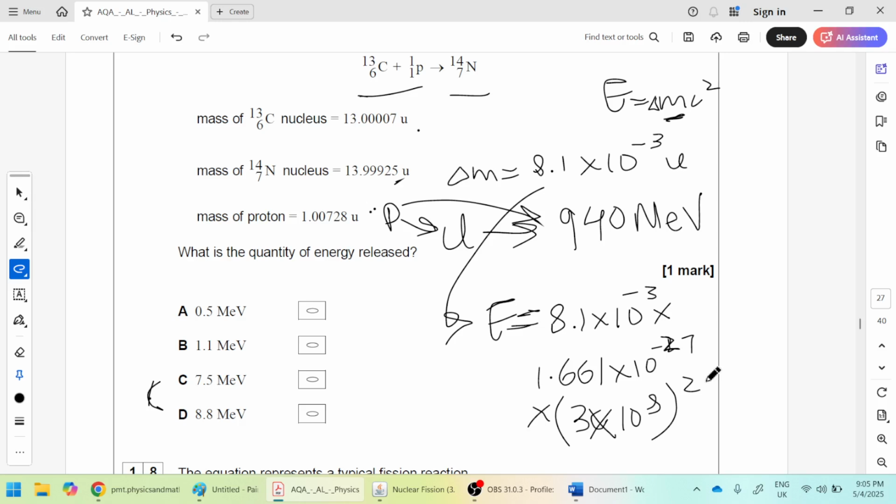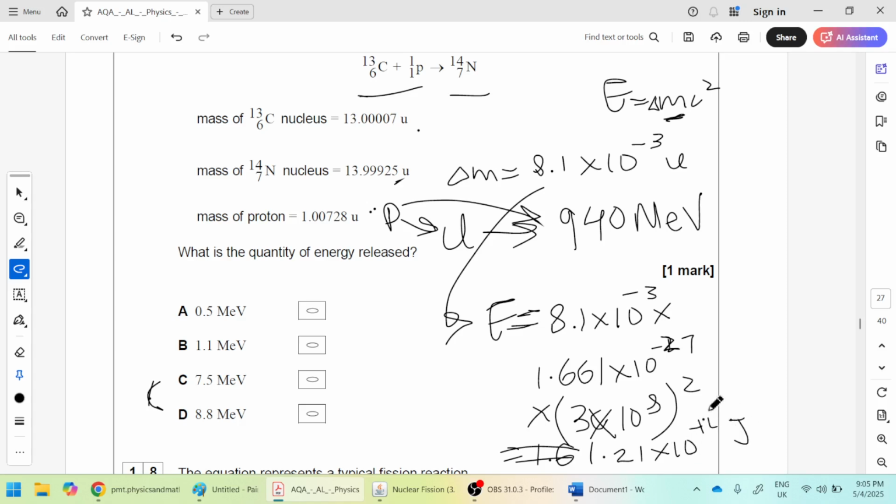That gives 1.21 times 10 to the power minus 12 joules.